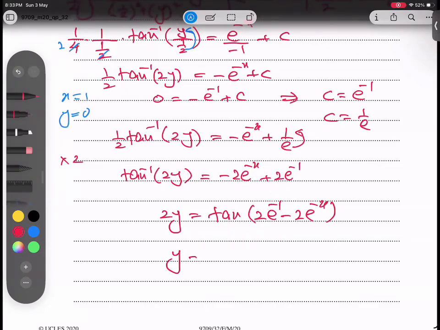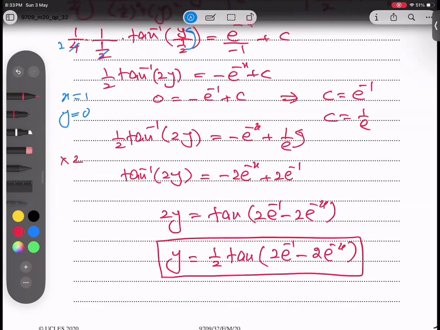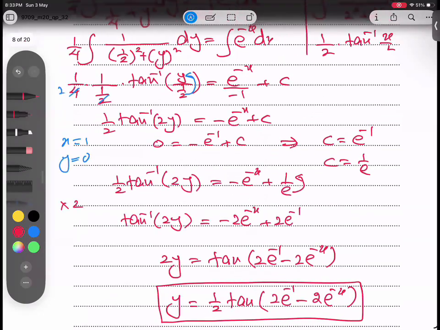And 2 divides, Alhamdulillah Rabbil Alameen. I hope you understood well. And this is the final form of our question. And he said make y subject, and we have done it, and the question is completely over.